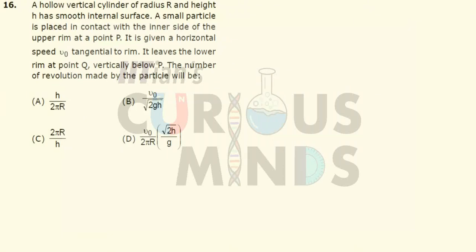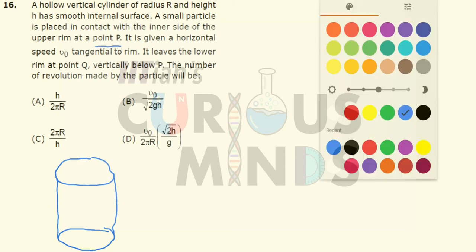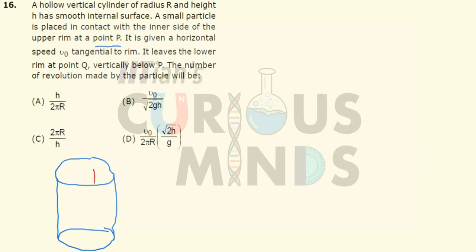A hollow vertical cylinder of radius r and height h has a smooth internal surface. So suppose this is a cylinder having a smooth internal surface over here, and a small particle is placed in contact with the inner side of the rim, upper rim, at a point P. So let us assume there is a particle which is at this point, which is P.